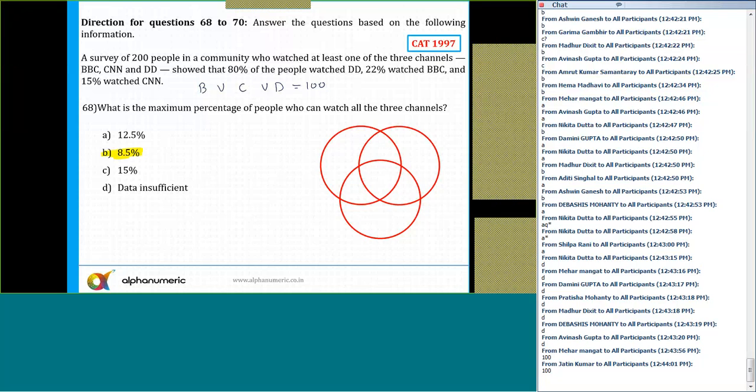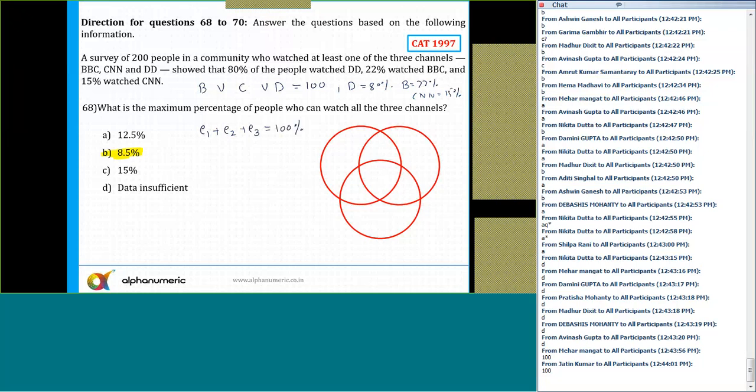80% was DD. So DD is watched by 80%. BBC is watched by 22%. And CNN is watched by 15%. And we have discussed the case when the total is also given. So there are various ways I can say it, like the number of people who watch exactly one channel plus the number of people who watch exactly two channels plus the number of people who watch exactly three channels, that is 100%.